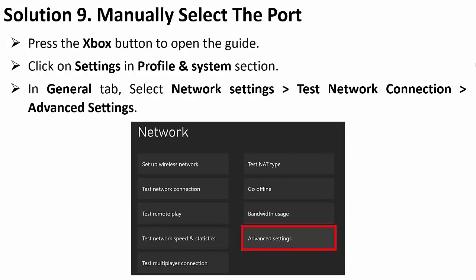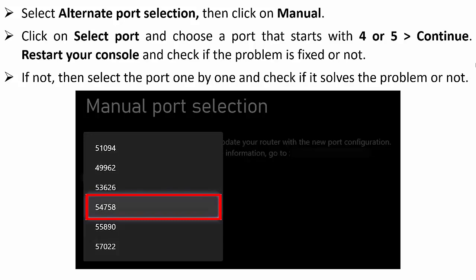Ninth solution is to manually select the port. Press the Xbox button to open the guide. Click on Settings in Profile and System section. In General tab, select Network Settings, Test Network Connection, Advanced Settings. Select Alternate Port Selection, then click on Manual. Click on Select Port and choose a port that starts with 4 or 5. Continue. Restart your console and then check if the problem is fixed or not. If not, then you can select the port one by one and see which one works for you.